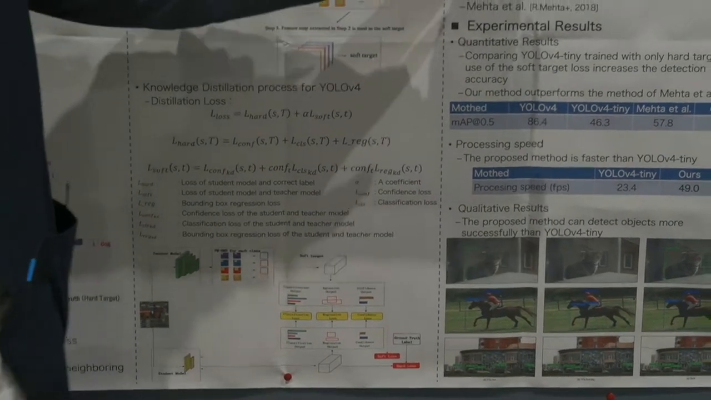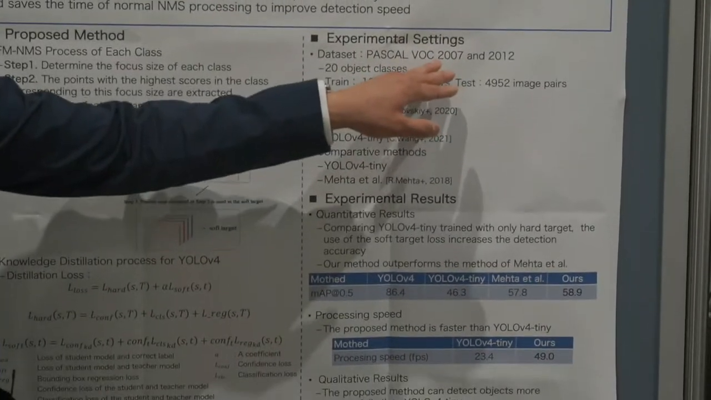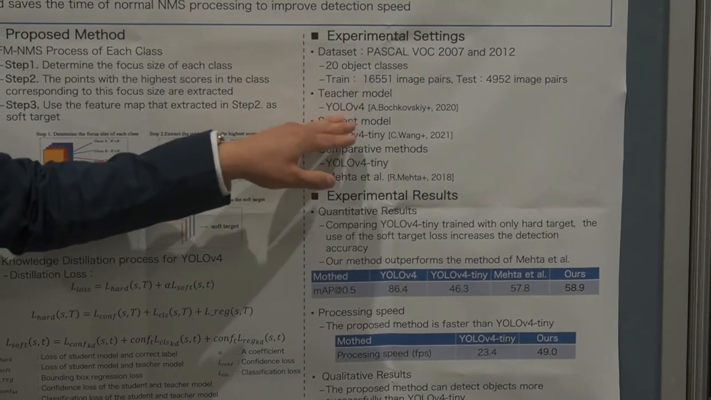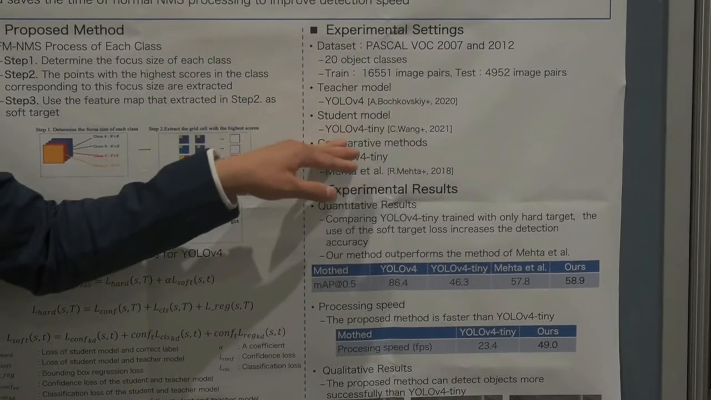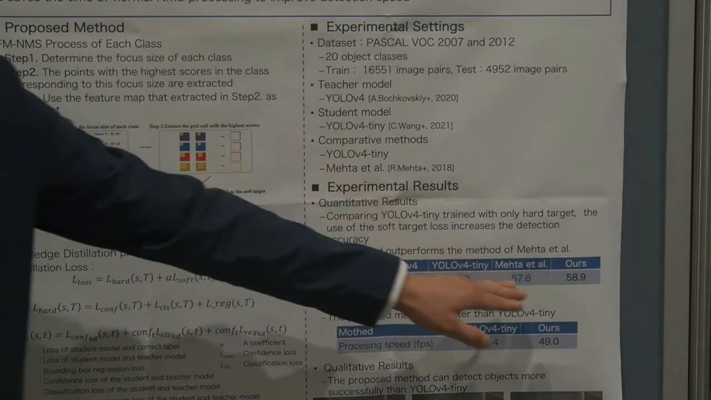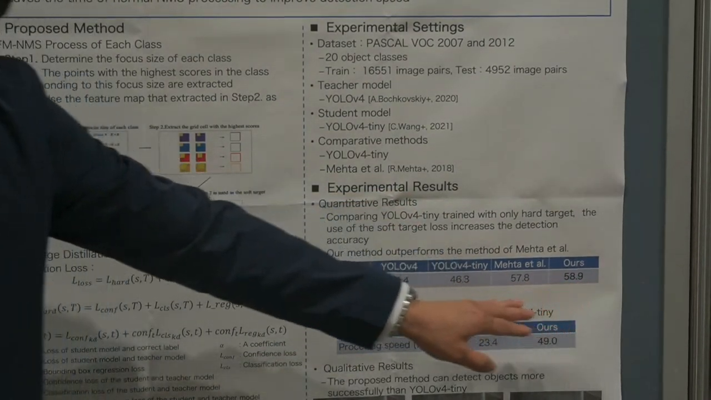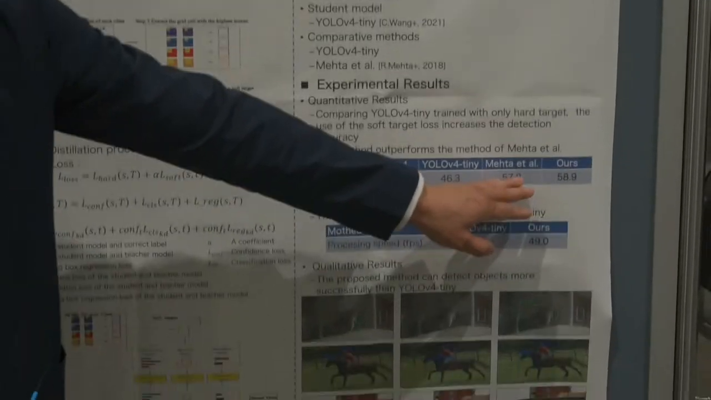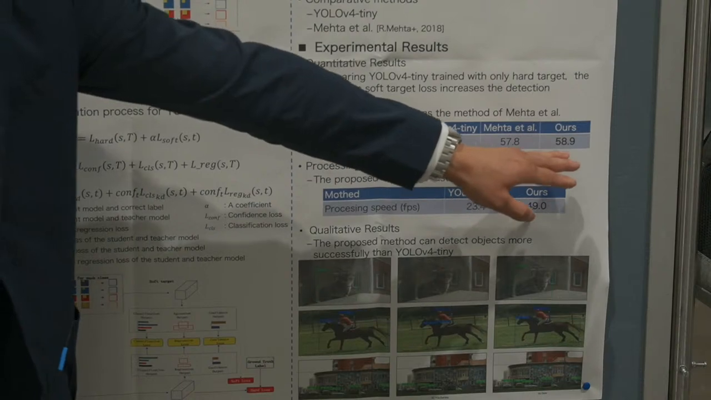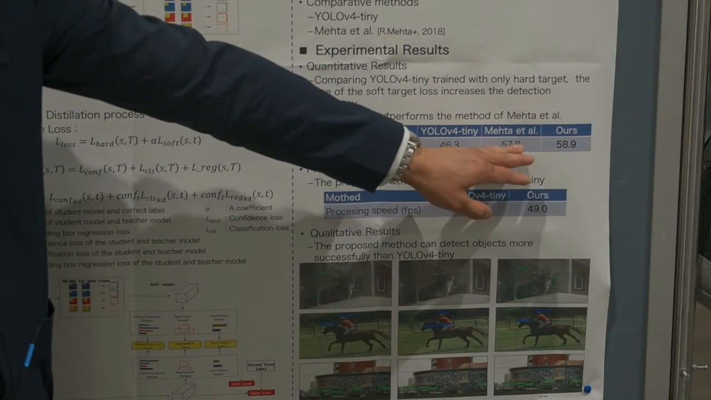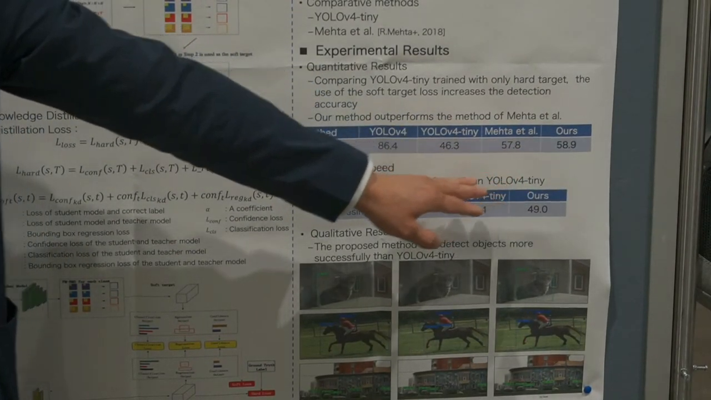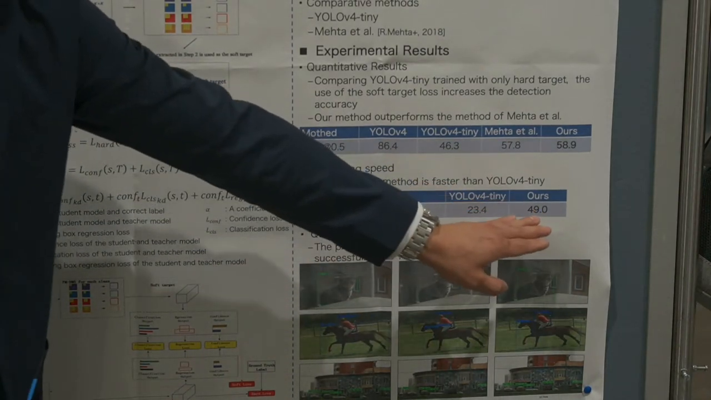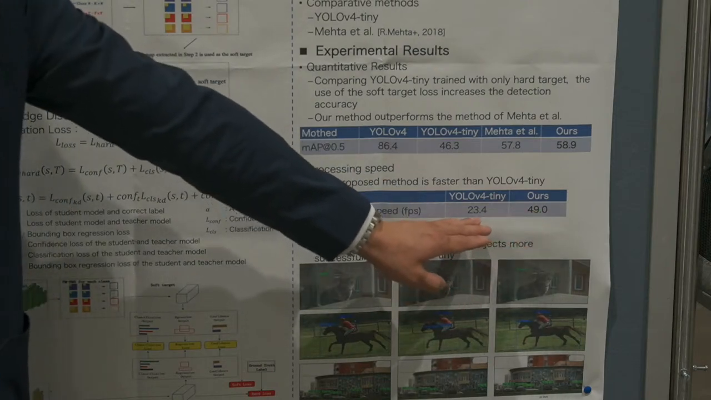And for the experiments, we use the datasets VOC 2007 and 2012. The teacher model is YOLOv4, and the student model is YOLOv4 Tiny. And for the results, we improved the mAP over the student model, YOLOv4 Tiny, and we improved mAP more than Meta's method. And we improved the speed over the YOLOv4 model.